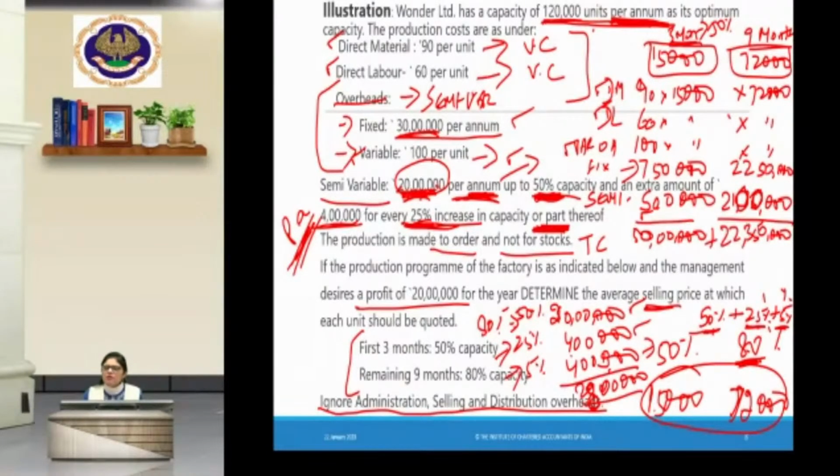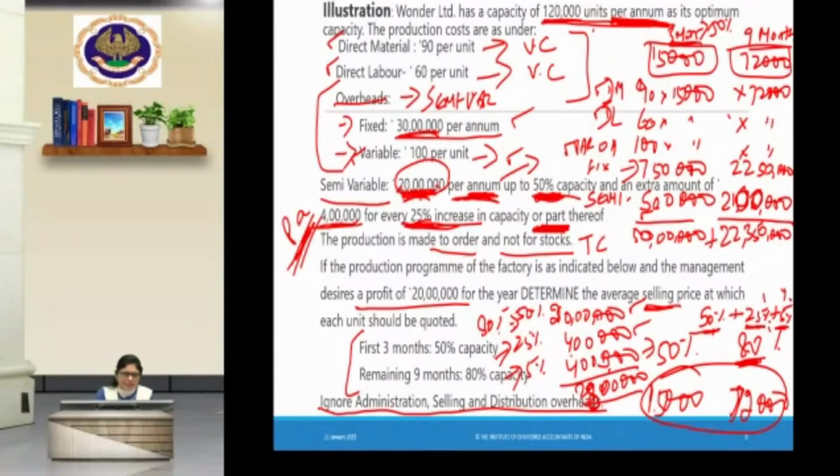Now add for the full year. For 3 months, it's 50 lakhs. For 9 months, it's 2 crore 23 lakhs 50,000. Add for the full year. What is the total cost for the full year? Calculate the total cost for the full year. I hope the calculations are correct. Two crore 73 lakh 50,000.